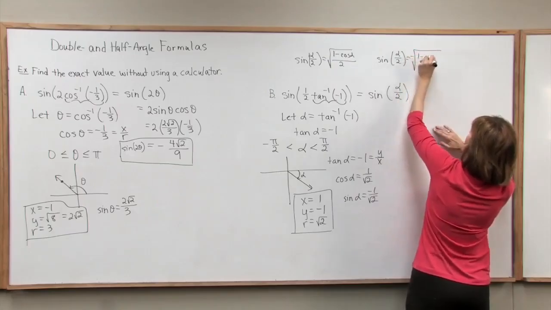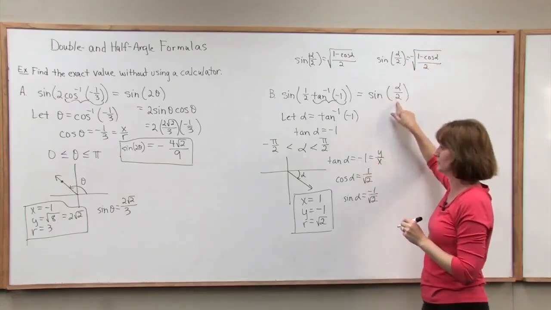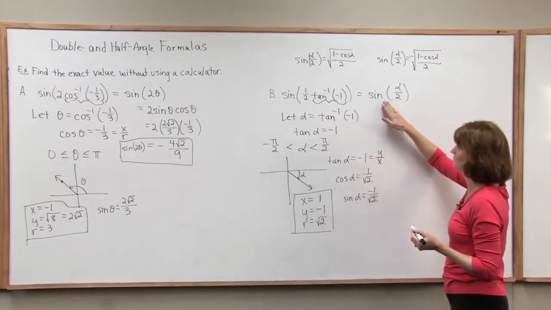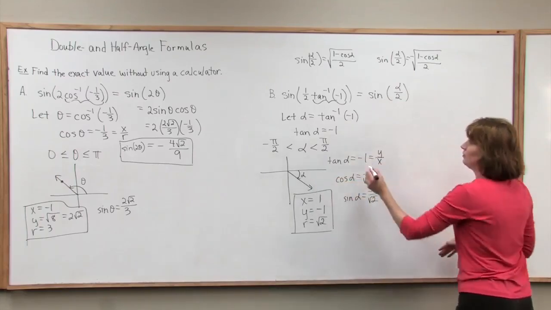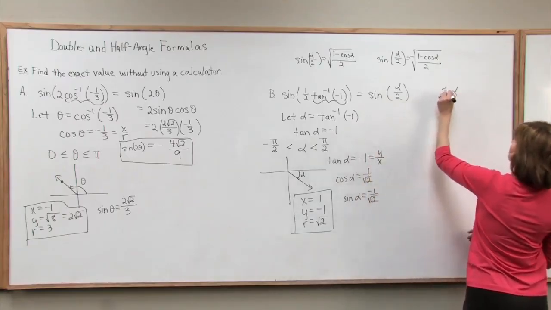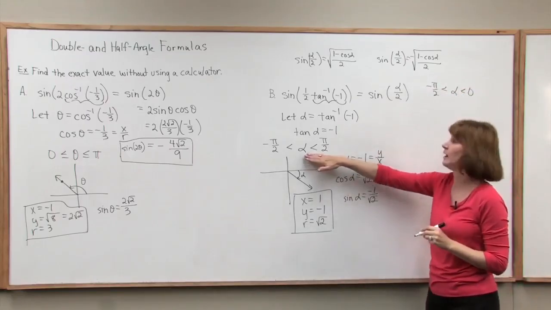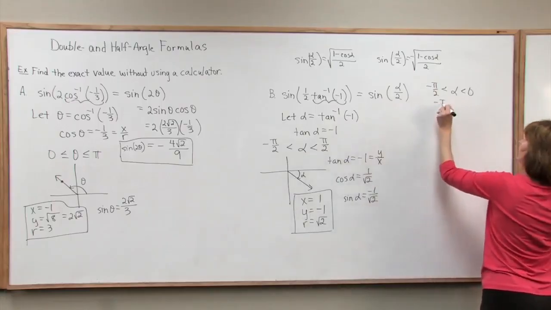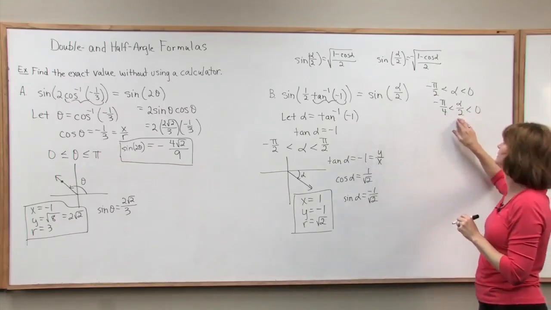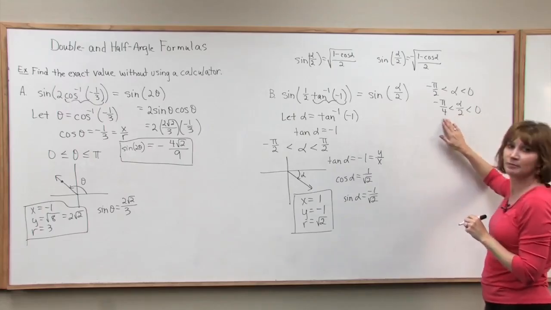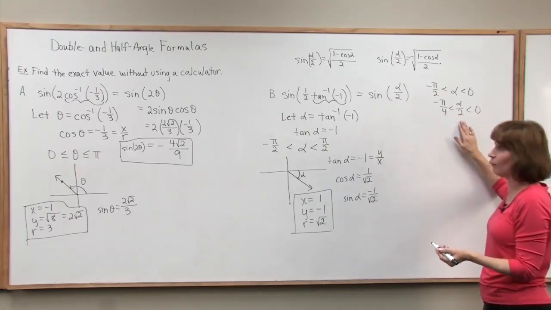Oops, negative. And remember, you choose this based on where alpha over 2 is. Well, we've drawn a picture for alpha, not alpha over 2. But notice that where's alpha? We said it's in quad 4. So we actually know that alpha lies between -pi/2 and 0 because we've narrowed it down to just quad 4. We can divide this inequality by 2 to figure out where the terminal side of alpha over 2 lies. So let's see, alpha over 2 is between -pi/4 and 0, so that means that the terminal side of alpha over 2 lies also in quad 4.